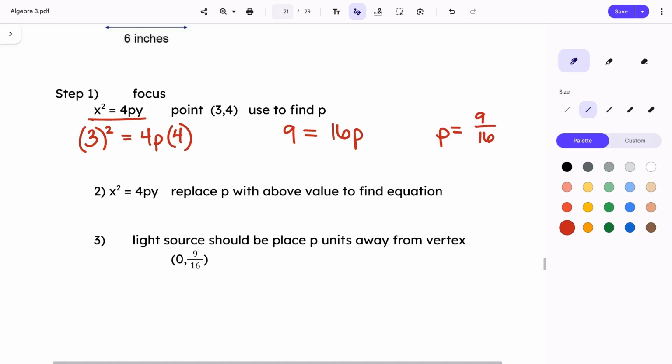Then to find the equation, for step 2, they want me to replace p, what we just found, into my original equation. So we're going back up to this equation here. We're going to take 4 times 9 over 16, y, because this is going to give me just my general equation of the parabola. Now, 4 times 9 over 16, it's not going to just be a plain whole number anymore, but it will simplify a little bit. In fact, I could even simplify right here. 4 can go into 16 4 times. So this equation is going to say x squared equals 9 over 4 y.